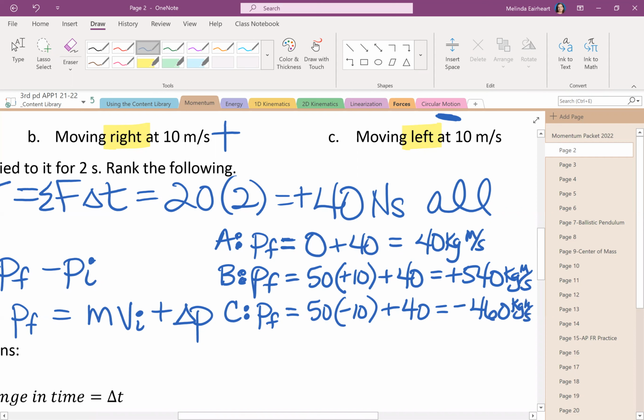So I can't ignore the direction completely, but now that I have my answers, absolute value, everybody, what would be our ranking? B is greater than C is greater than A. Good deal?